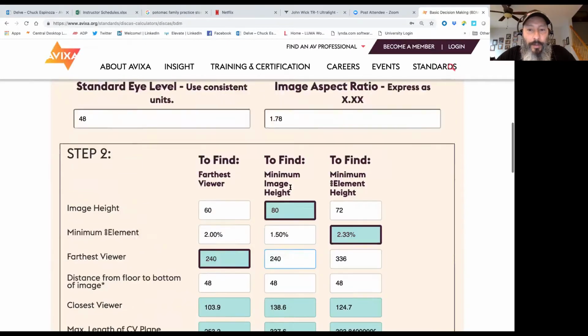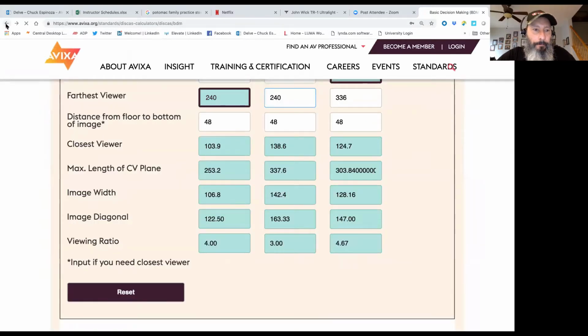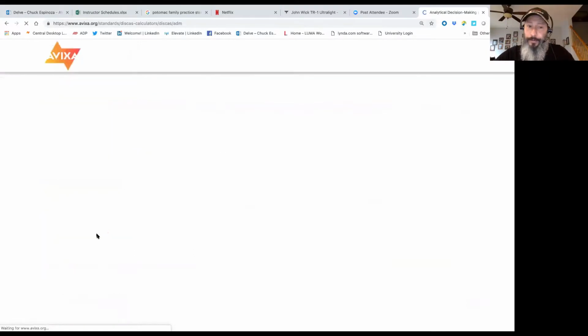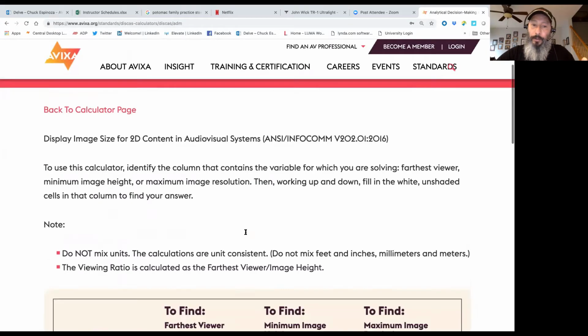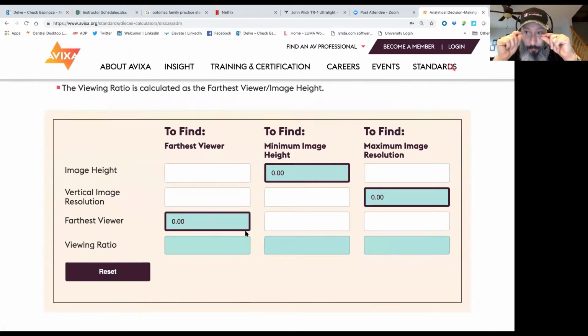Now there's another one, the ADM, the Advanced Decision Making Calculator. And this is the one that gets more stringent, but there's less variables. Because remember, we're not worried about closest viewer, because it's pixel on pixel, so we can get right up in its business. Same thing, to find the furthest viewer, I have image height and the resolution. Now check this out. This might take a minute to get your head wrapped around. Say I have an image height of 40.